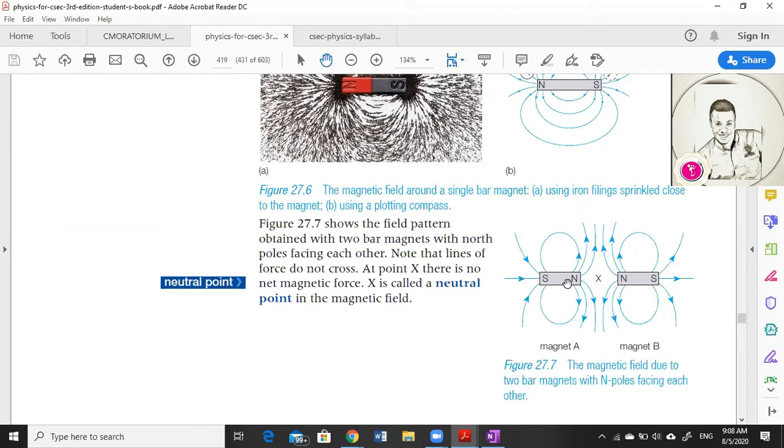Now, if it was a case where you had a south and a north here, you'd find that the north would have a line going to the south, a straight line, because that would show the attraction force taking place there.